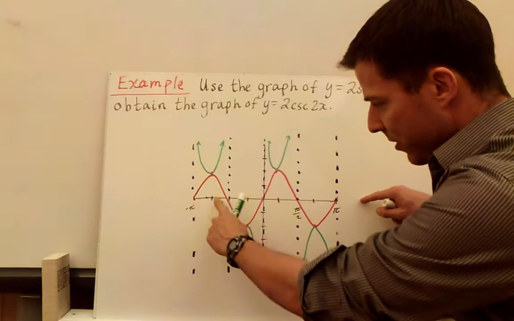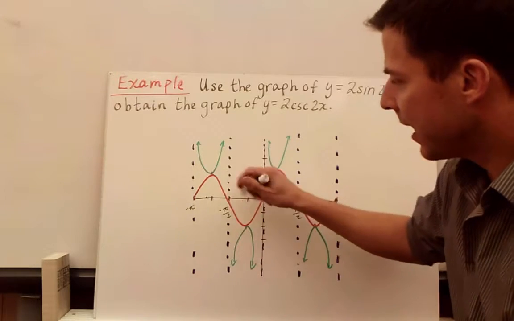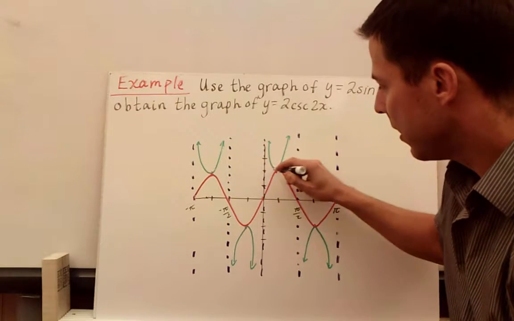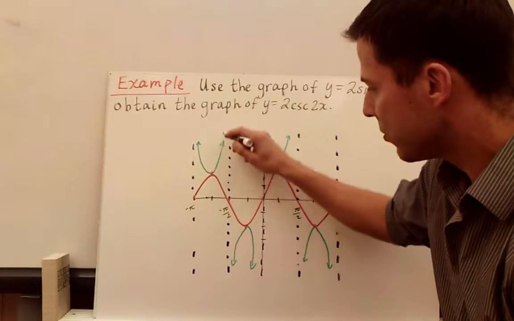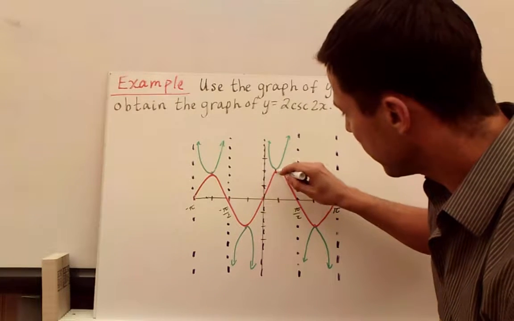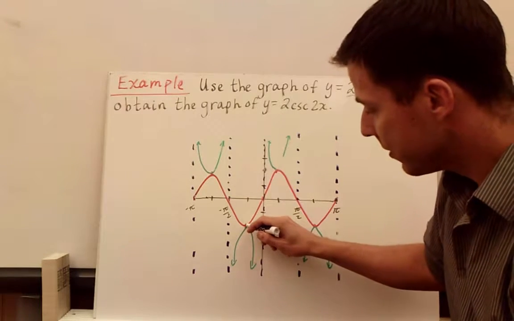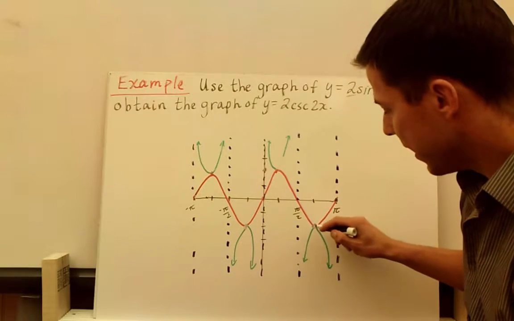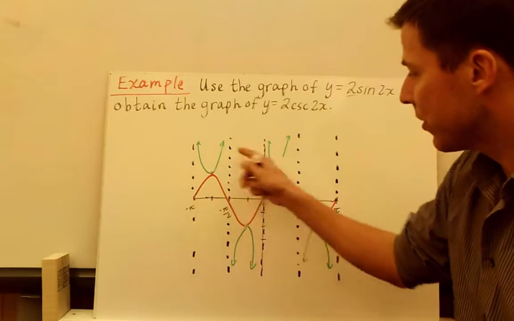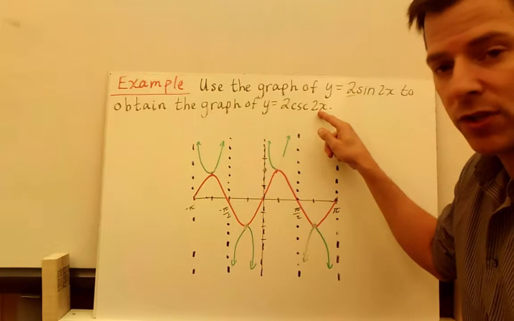So I look at my zeros of sine. I draw my asymptotes. Okay? Then I look at my maxes and mins, and I start drawing my parabolas. And wherever the maximums are, I'm drawing them up. Notice how the maximum here is 2. So if you look at that max, there's 2, and I'm drawing my parabola going up. My minimums are negative 2, and so I'm going to draw parabolas going down following my asymptotes. And so the green graph there represents the graph of y equals 2 cosecant of 2x.